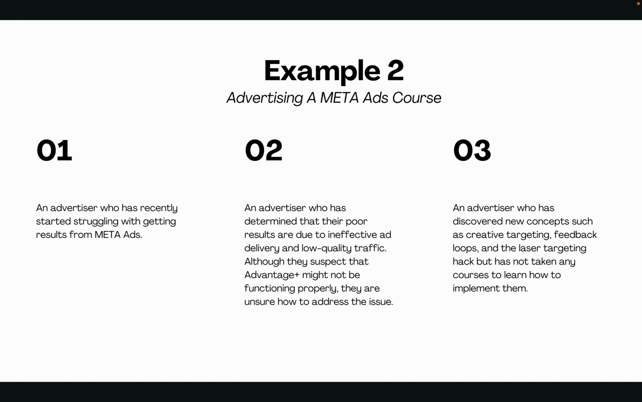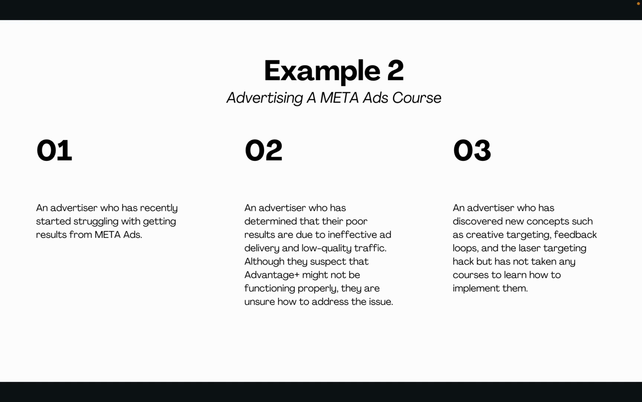Now, the first level of awareness is an advertiser who has recently started struggling with getting results from ads, right? This person is creating ads, it's not working, low ROAS, the ads are not reaching the right people, and the person is just not getting results. That's the first level. They are unaware of the specific problem that's causing the poor results.